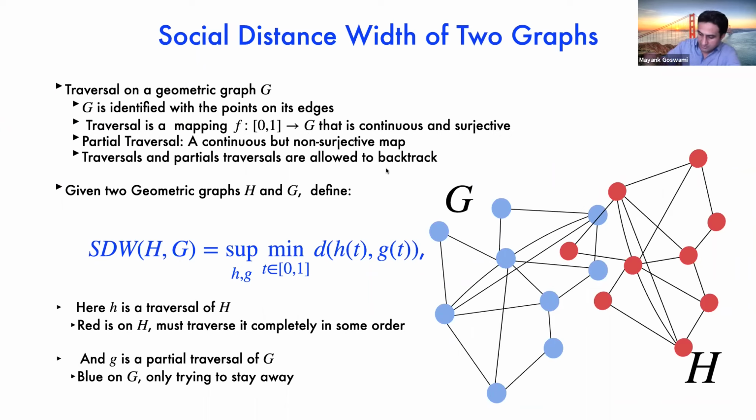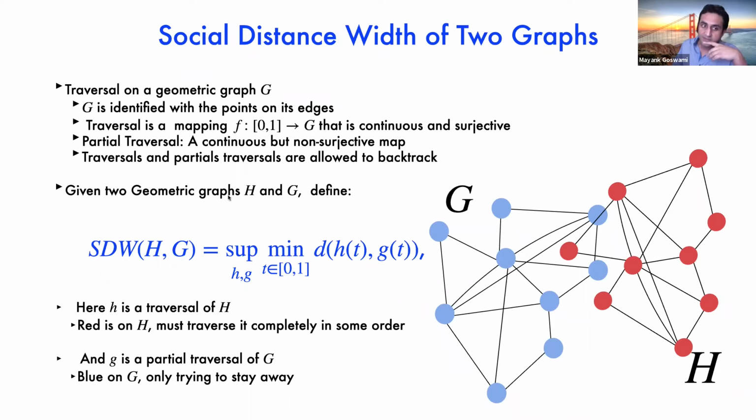Now notice that traversals will need to backtrack sometimes, right? If you're hitting a vertex of degree 1, then there's no way to continue your traversal without backtracking on that edge. So traversals will be allowed to backtrack, which is why I don't have any non-decreasing constraint here. A partial traversal is a continuous map that does not have to be surjective. So you can only traverse part of the graph. You don't have to traverse all of the graph.